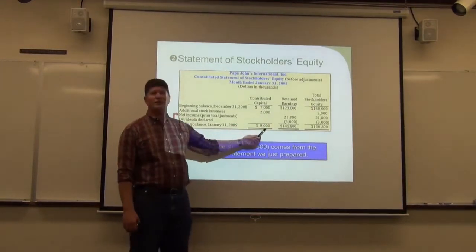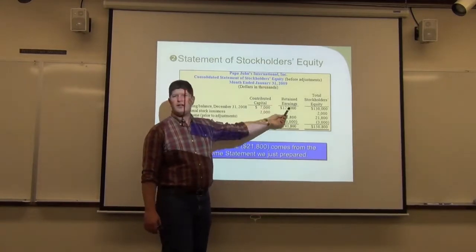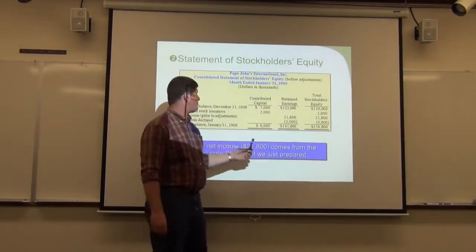And we have an ending balance of contributed capital of $9,000. Good. Retained earnings right next to it, so you can see that side by side.